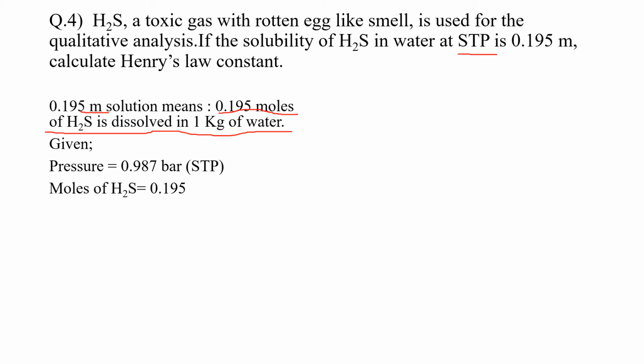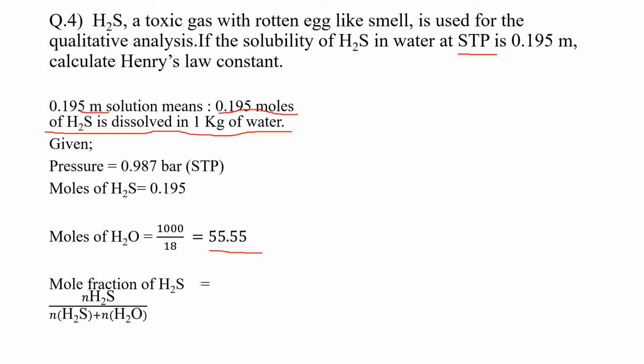Now moles of H2S is given. According to the question, the moles of H2S is equal to 0.195. Now according to the formula, the number of moles of water will be equal to given mass upon molar mass. So the given mass of water is 1000 divided by 18, that is 55.55.